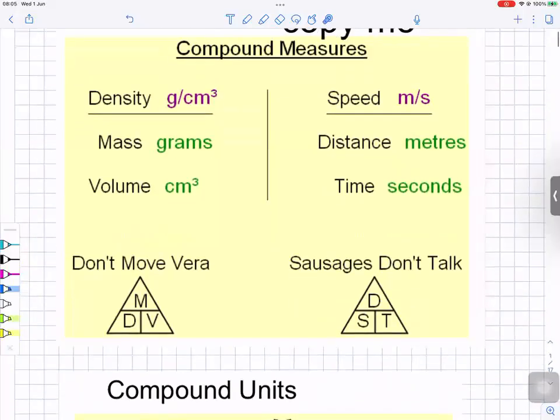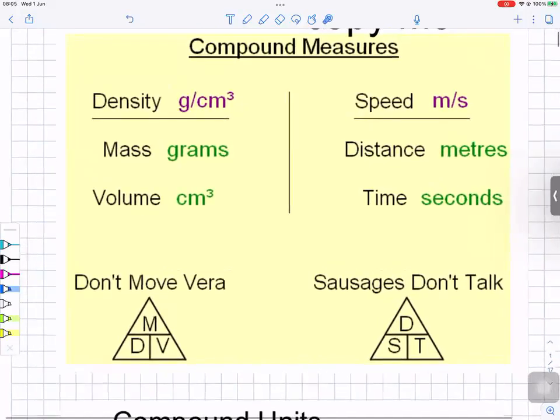So, compound measures. Compound means there's two things or three things. It's more than one thing. So we have density, and the symbol for density is D. They will use another symbol like that.